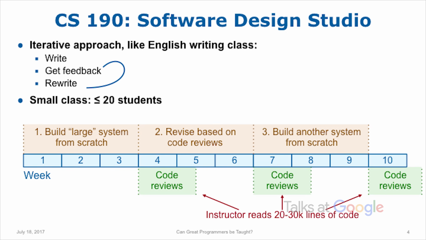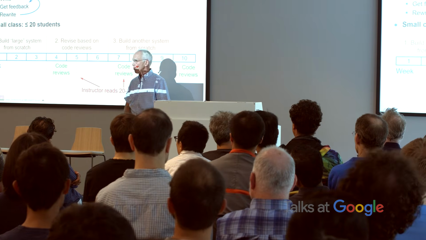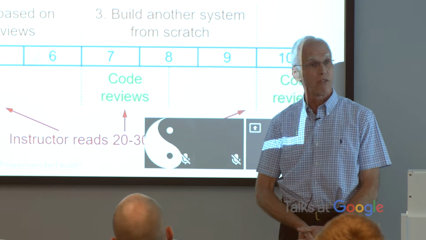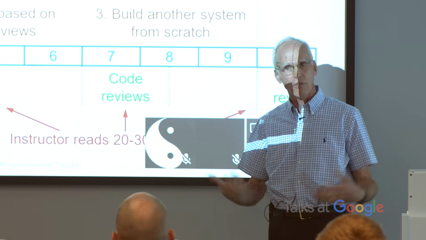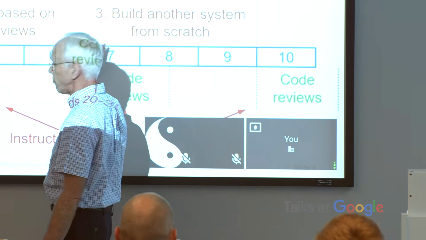So I end up reading 20 to 30,000 lines of code in that week. And then we do code reviews in class, where students will present pieces of their project and other students will critique it. And then I do longer code reviews. I read everybody's projects. I typically make 50 to 100 comments on every team. And then I meet with the teams individually for an hour and go over it with them. Then the second phase is they revise based on the code reviews.